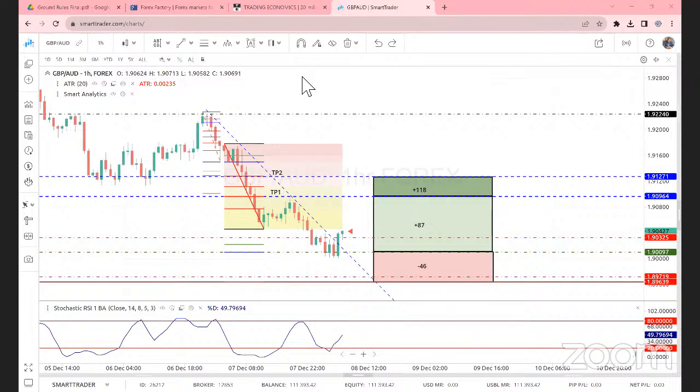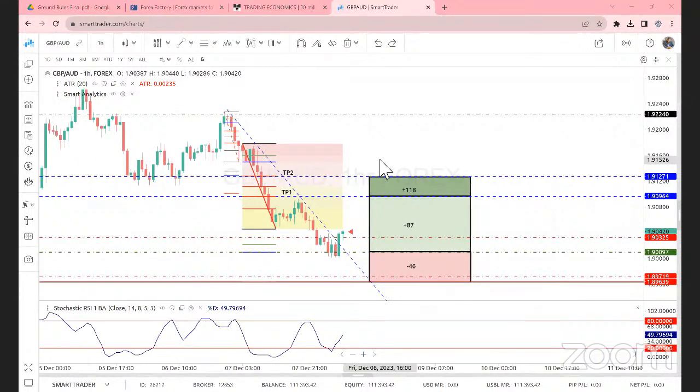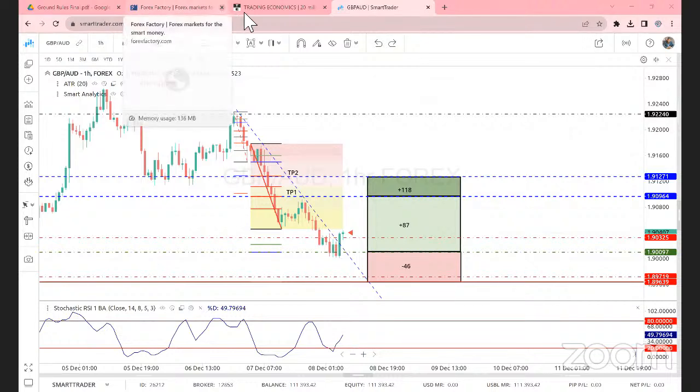Let me get everybody set up here who just joined us. I think we're all set. Okay, so again, pound Aussie 1 hour chart, little 80-20 setup there for us this morning. So let's go over and take a look at the trading economics.